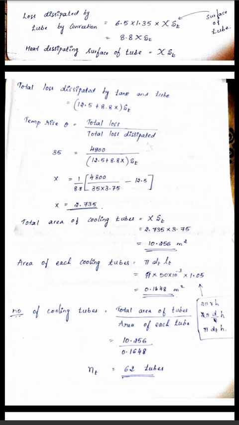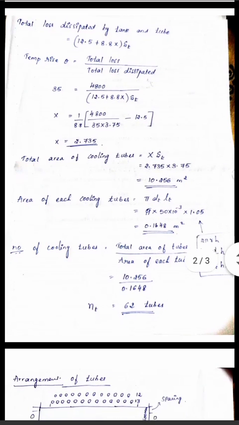Why x into ST? Because we are placing all the tubes on the surface of the tank only. So the x value we need to calculate now. The total loss dissipated by tank and tube is (12.5 + 8.8 x) ST. Next, let us calculate the x value. For that we use the formula theta equals total loss divided by total loss dissipated. Total loss is iron loss plus copper loss, given as 4800 watts, divided by the total loss dissipated by tank and tube, which is (12.5 + 8.8 x) ST.